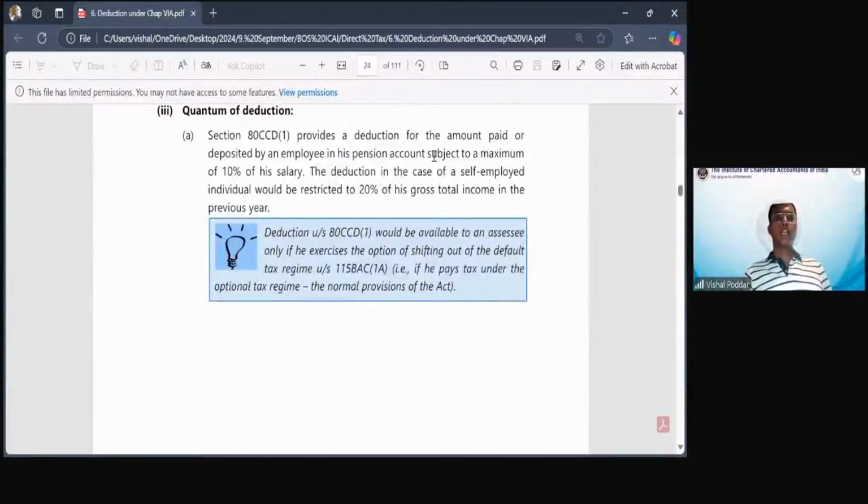Now, what is the deduction? First part, your contribution. It provides a deduction for the amount paid or deposited by an employee in his personal account, subject to a maximum of 10% of salary. So firstly, whatever is your annual salary, which means basic plus DA forming part plus percentage commission, make a total of that. Of these three amounts total, find out 10%. Let us say that 10% comes to 1,20,000. So your limit for 80CCD for your own contribution is 120.